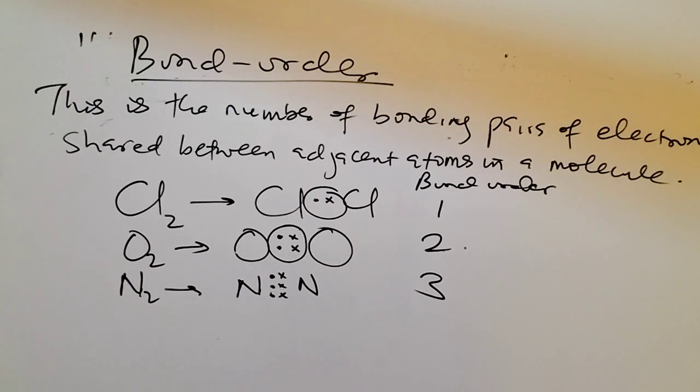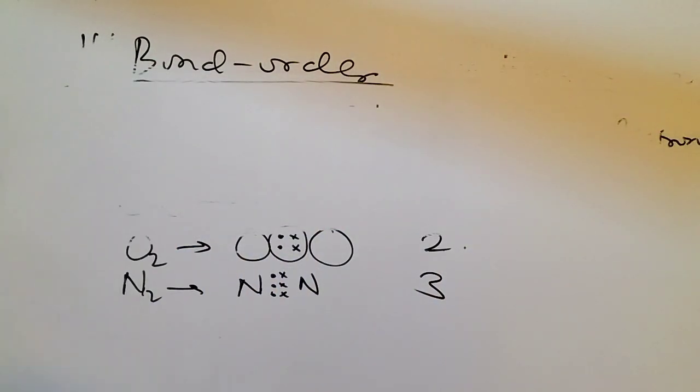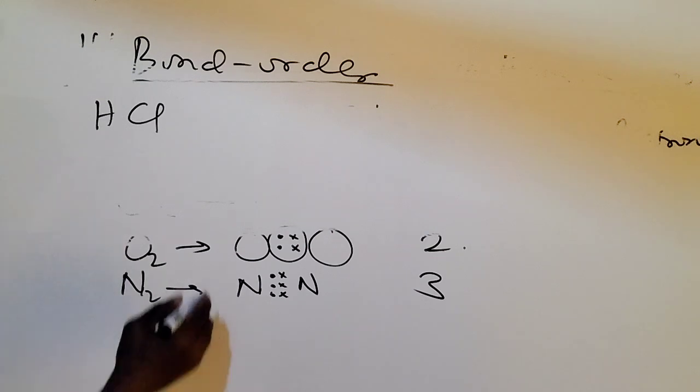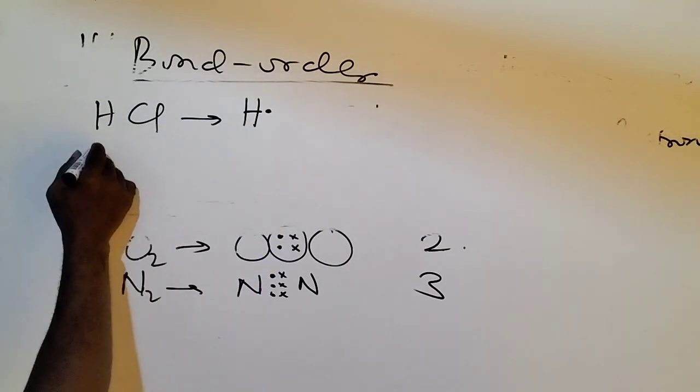This is for homonuclear molecules. Now, if I look at HCl, for instance, look at the bond order of HCl. HCl is formed between two different atoms. The atomic number of hydrogen is 1. That's 1 electron in the outer shell.